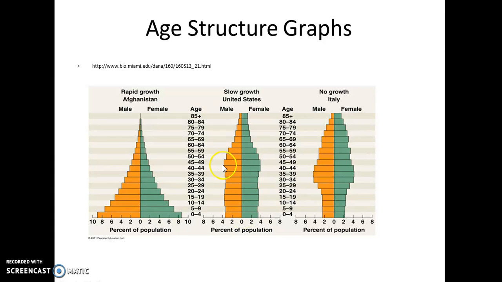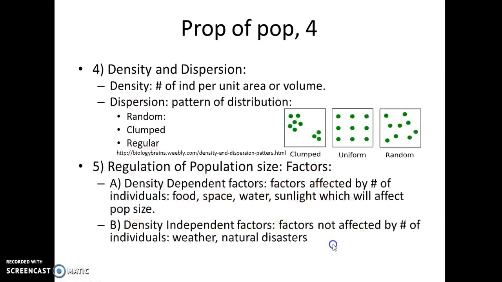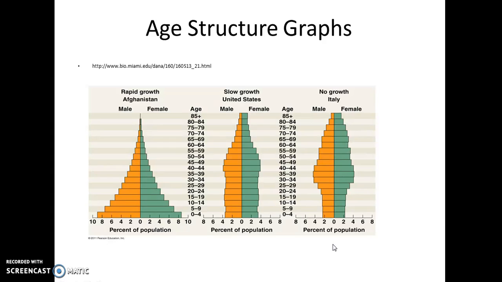This right here is the baby boomers. There's a little bump here. There's a little bump out here: millennials. And then in Italy, we see no growth because we see all these older people here, and there's a decrease in children. So that is the age structure graph. And you'll probably be expected to draw one in class.